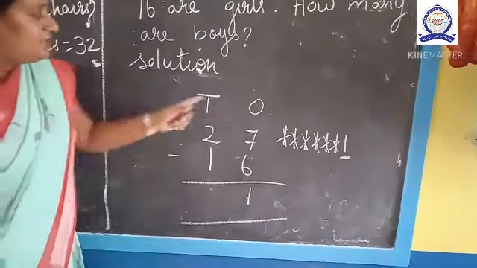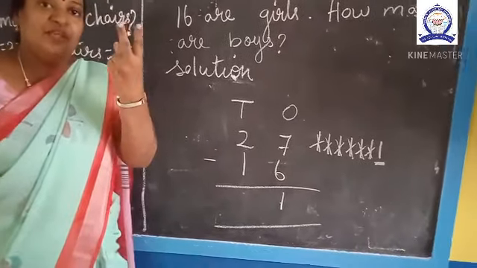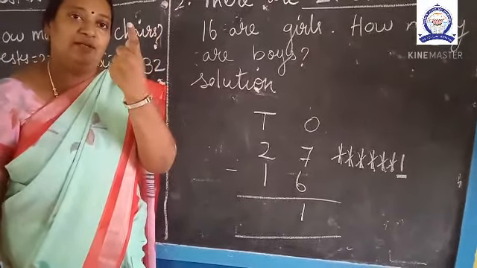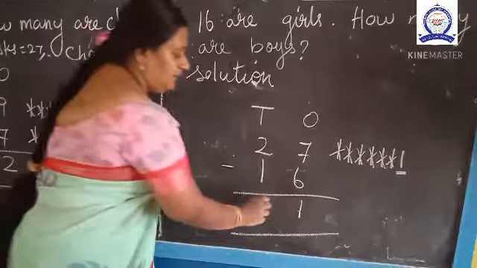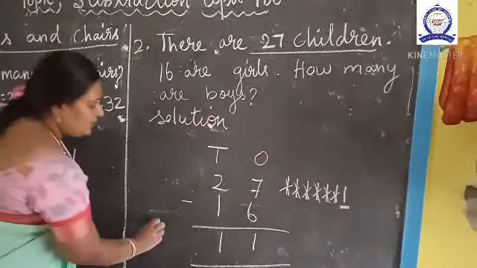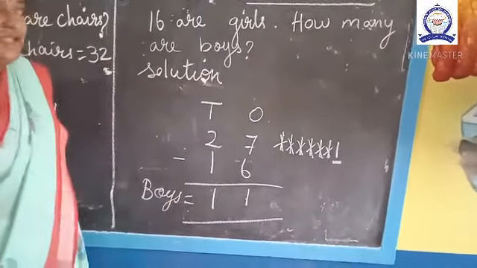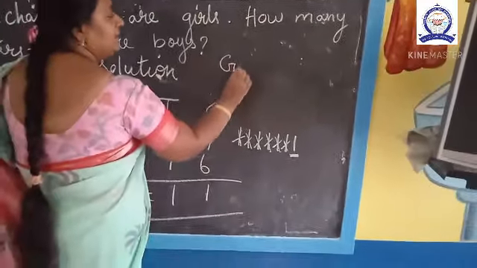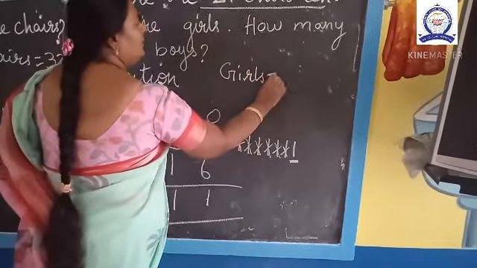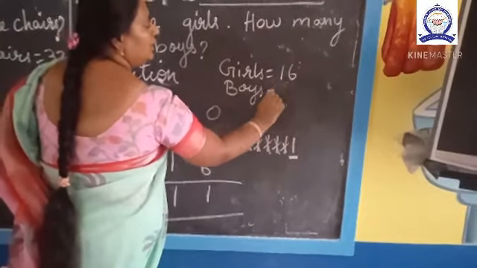Then second, tens column. So 2 minus 1. Follow the finger method. 2 minus 1. The answer is 1. So your total answer is 11. So how many are boys? Boys எவ்வளவு பேரு? 11 boys. So boys is equal to 11. So girls is equal to 16. Boys எவ்வளவு பேர் கண்டுபிடிச்சோம்? 11.